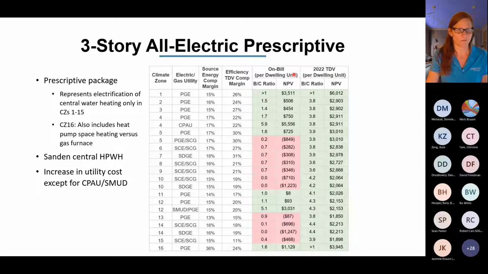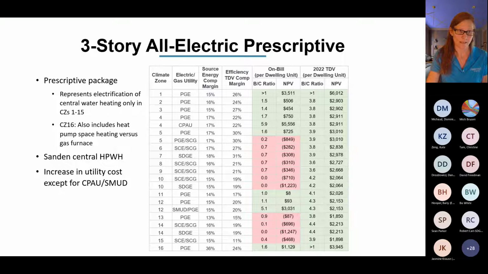So the first two represent on bill, and these are per dwelling unit. And the last two are TDV. There's benefit to cost ratio and then net present value. And the green means cost effective. The red or pink means not cost effective. So what is this telling us? Well, we do have a cost effective outcome based on TDV in all of the climate zones. And based on bill, it's cost effective in about half of the climate zones. And it's not too far off from being cost effective in the climate zones where it's not.